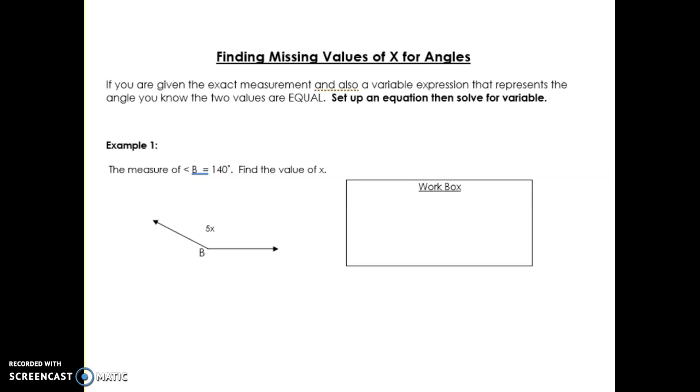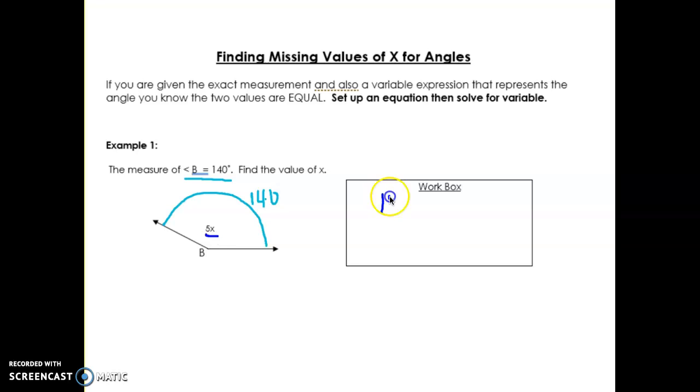So on page 14, you see example one, and it gives us an angle, which tells us in the problem that the measurement of angle B is 140 degrees. If I take out my protractor, that's its measurement. It also, in this problem, gives us a variable expression of 5x to represent the angle. So we've got two different ways the angle is labeled, but we know they're referring to the same angle, right? And those values are equal. They're the same. They're just written differently.